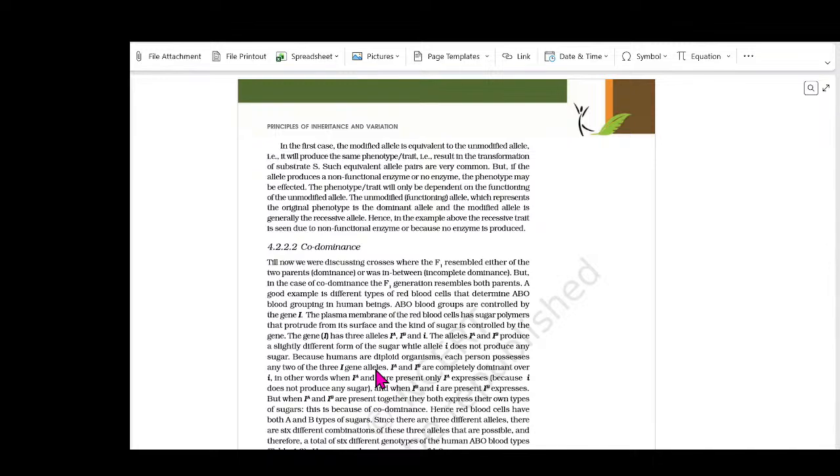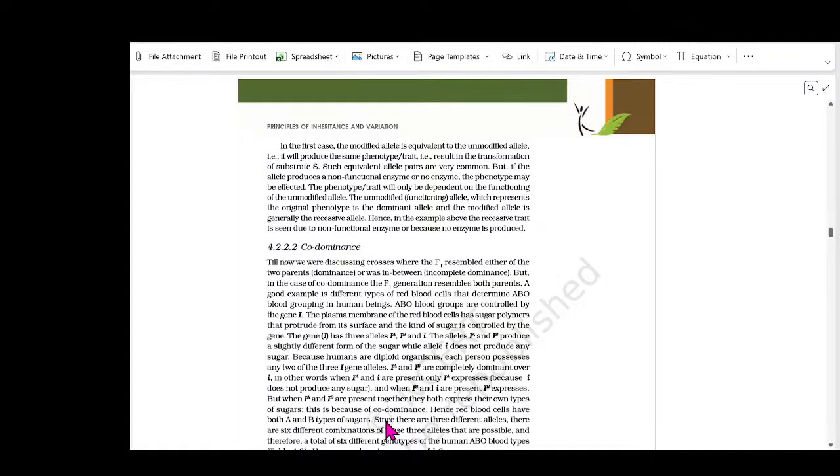IA and IB are completely dominant over small i. In other words, when IA and small i are present only, IA will be expressed, because small i does not produce any sugar, and when IB and small i are present, IB will express itself because small i does not produce any sugar. But when IA and IB are present together, they both express their own types of sugars, and this is because of codominance. Hence, red blood cells have both A and B types of sugars.